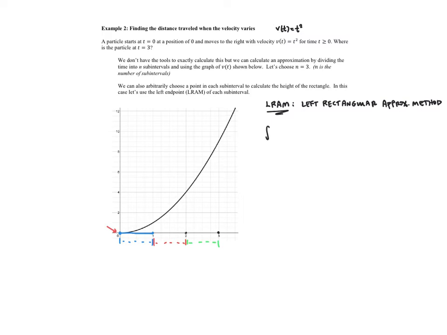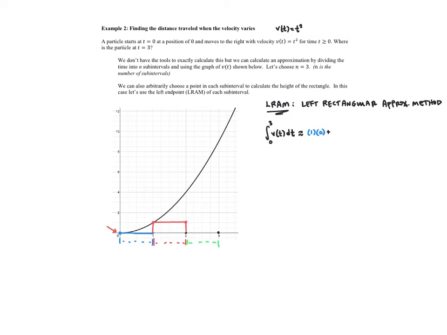So you can think of this as 3 rectangles. I'm going to say the area under the curve from 0 to 3 of v of t dt is approximately equal to the sum of my 3 rectangles' areas. The first one would have a base of 1 and a height of 0. For my second rectangle, I'm going to take the output of the leftmost point of that interval. Of course, in a left Riemann sum, I take that output for the leftmost point.